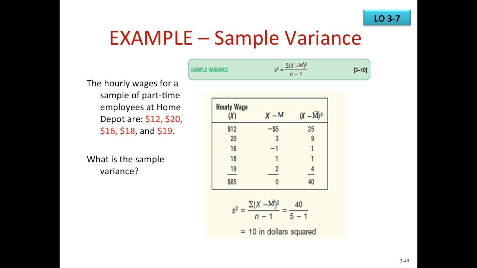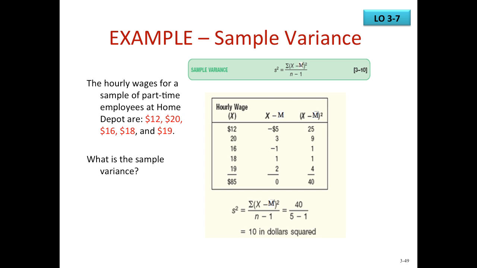And here we have hourly wages for a sample of part-time employees at Home Depot: 12, 20, 16, 18, and 19. So first they calculated the mean, and then subtracted the mean from each observation, squared those deviations, and summed them, which gives you a sum of squares of 40, and then you divide that by n minus 1. So divided by 4, and that will give you a variance of $10 squared.